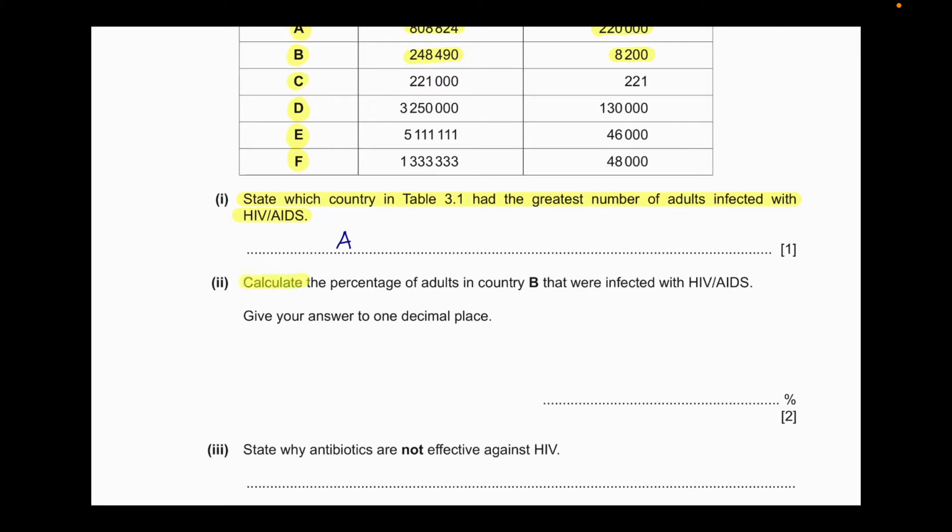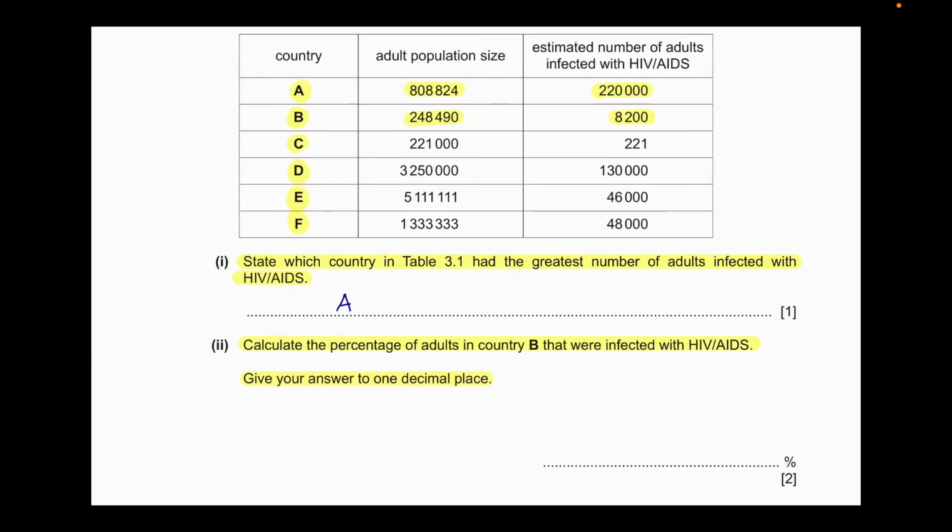Next question. Calculate the percentage of adults in country B that were infected with HIV/AIDS. Give your answer to 1 decimal place. So they want percentage adult. So 8,200 adults infected out of 248,490 multiplied by 100% equals our answer, 3.3%.